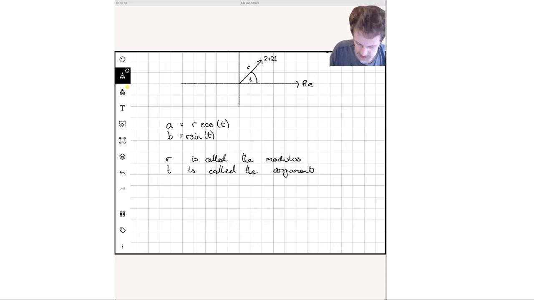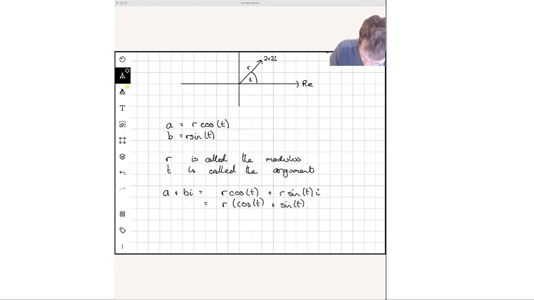So, using this, we can write a plus bi as r cosine t plus r sine t times the number i, which, for convenience, we'll often pull the r outside, so we can write it like this.